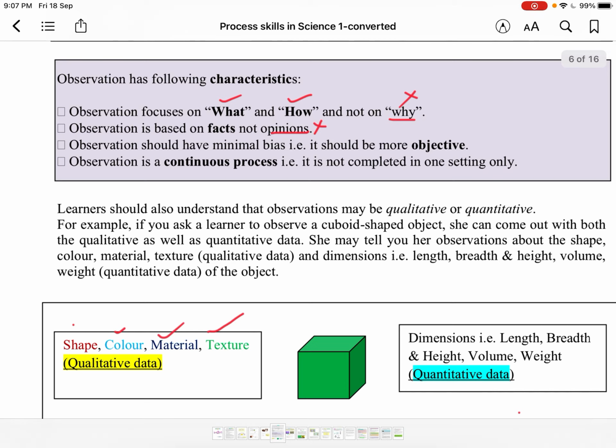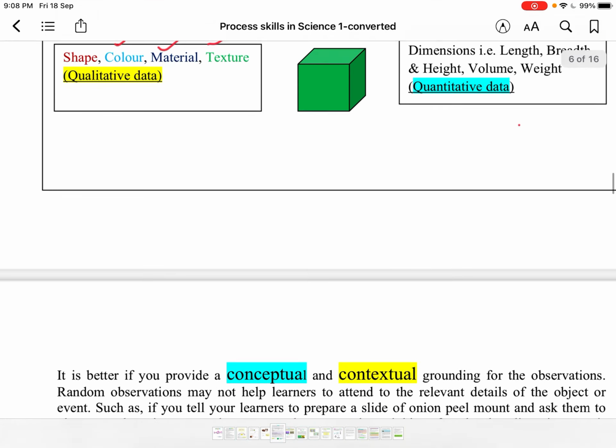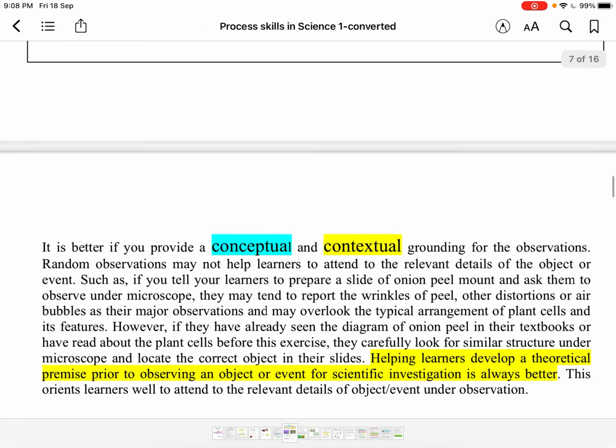And sometimes the students collect other information which is related to dimensions such as length, breadth, height, volume, weight. That type of information is called quantitative data. So by observation we can collect both qualitative and quantitative information. This is also possible, and we have to make this clear to the students.